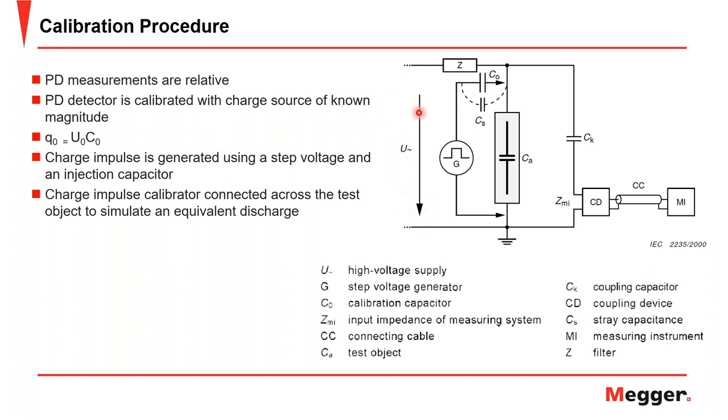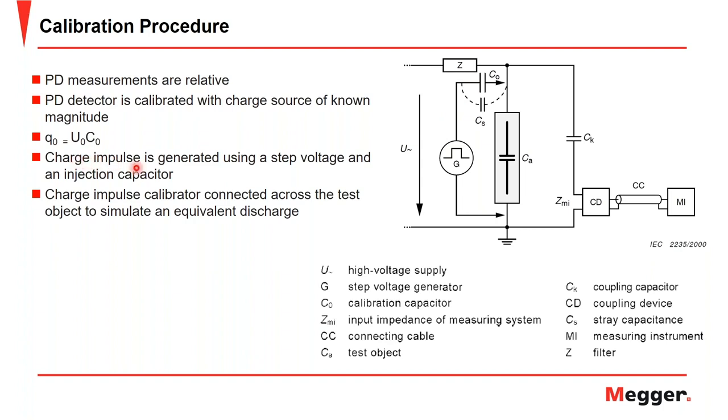You have your high voltage source, filter, object under test, coupling capacitor, measurement impedance and coupling device, your cable, and your measurement instrument. The only difference is the calibration procedure, in which you place your calibrator in parallel to the circuit with the object under test, and you have your step voltage generator in series with the calibration capacitor that spoke of right here.